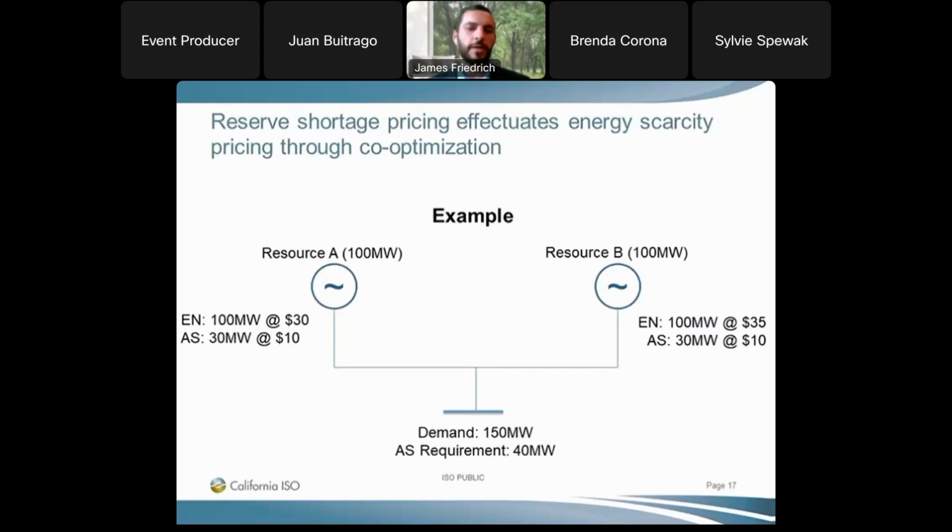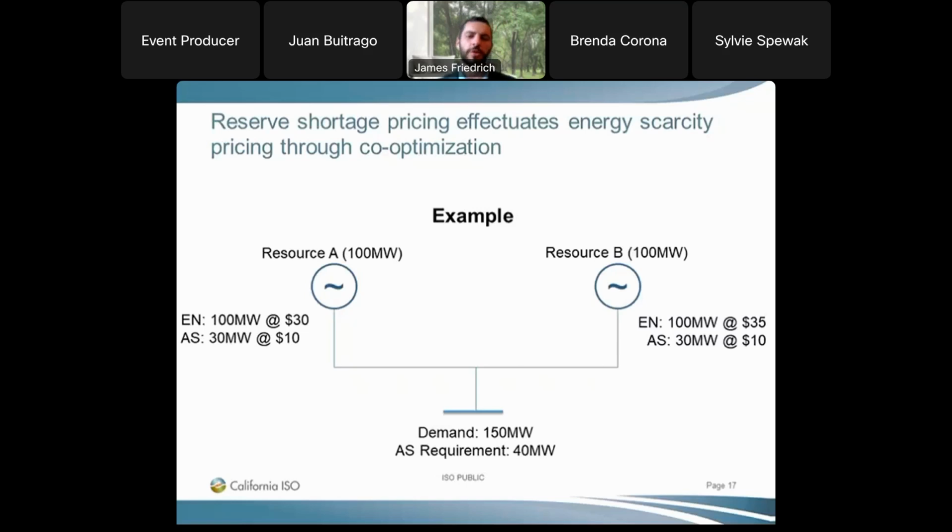So this is a quick and dirty numerical example to help us understand how reserve shortage pricing effectuates through to the energy price through co-optimization. What we have here is a simple two generator, one load system, all connected, so there are no transmission constraints. Both of the resources are 100 megawatt units, and they are serving a 150 megawatt demand in this case. And also assume that there is an AS or some sort of reserve requirement for 40 megawatts.